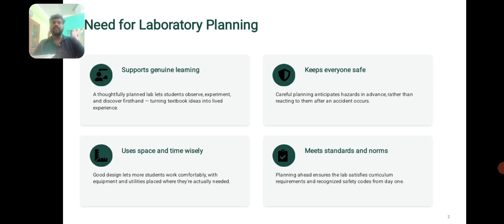Second, safety first. That means good planning stops accidents before they happen, instead of just reacting after them. Efficiency matters, as it saves time and space, making sure that everyone can work comfortably. And last of all, it meets standards and norms, hard and fast rules, and ensures the school meets official curriculum and safety guidelines from day one.